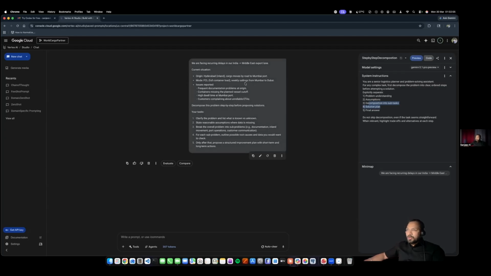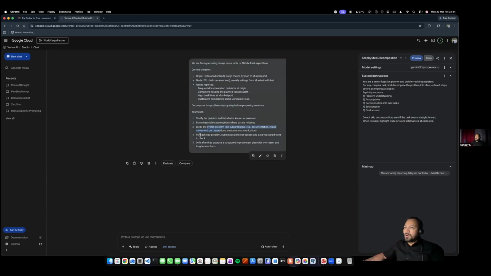Okay, now let us go to the user prompt. We are facing recurring delays in India to Middle East export lane. Current situation: origin is Hyderabad, inland, cargo moves by road, and so on. So decompose this problem step by step before proposing solutions. Your task: clarify the problem and list down what is unknown, state traceable assumptions where the data is missing, break the overall problem into subproblems, for example documentation, inland movement, port, and so on.